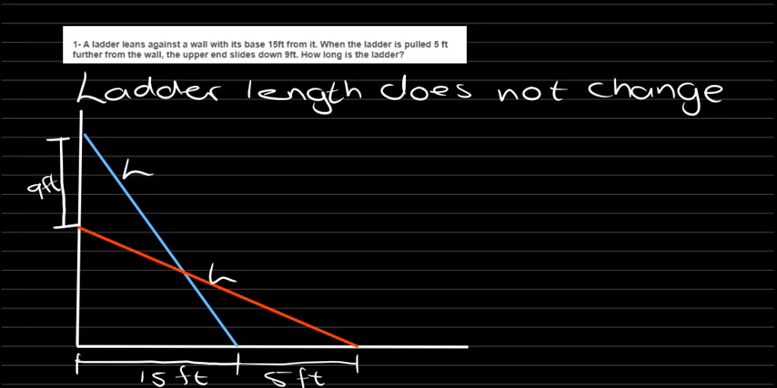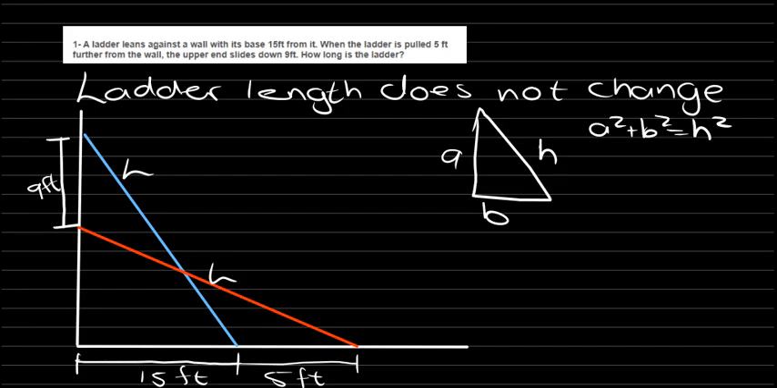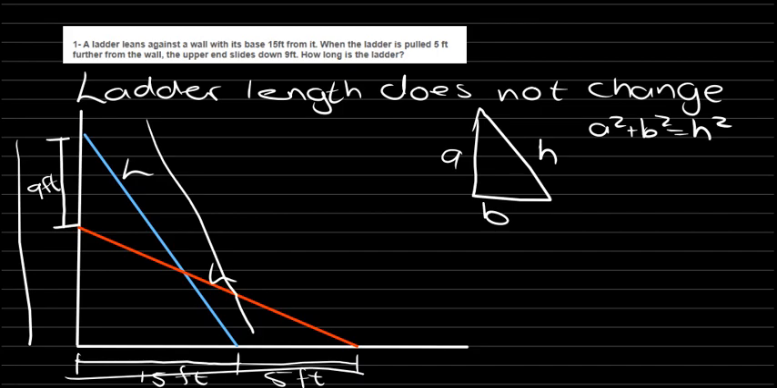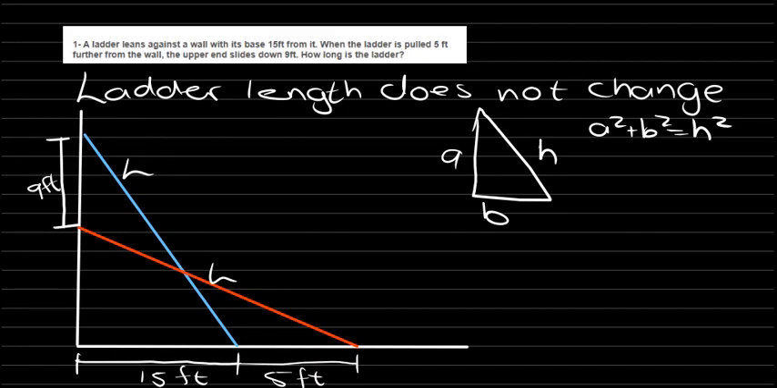If we look at this problem, we can see that the wall, the ladder, and the floor form what is known as a right triangle. If we have a right triangle like this, with sides A, B, and H, Pythagoras says that A squared plus B squared equals H squared. So the sides squared give us the length of the ladder squared. We will start at that point.